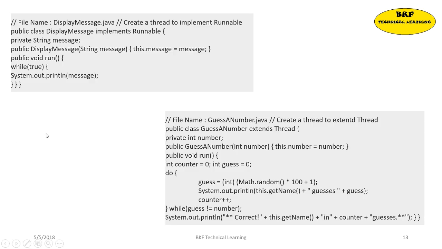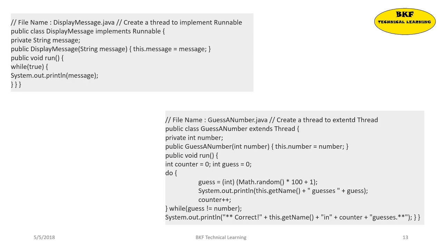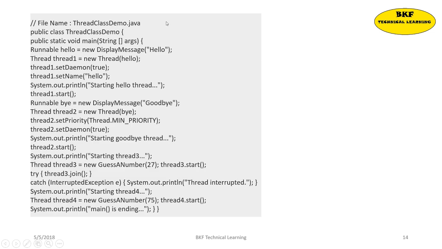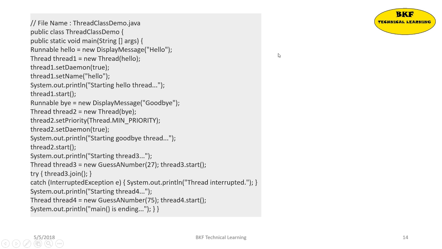Okay, now this is a sample program which makes use of various thread methods and various thread concepts which we covered in this session. So what I suggest you to do is you can pause this video. There are 3 files: displaymessage.java, guessanumber.java, and threadclassdemo.java. So I suggest you to pause this video, try these programs out in your IDE, Eclipse or NetBeans or whichever we are using, and run the program, watch and analyze the output, and then move on. So 3 classes, these 2 classes, and this is the 3rd class, in which we have the main method in which we perform all the operations.